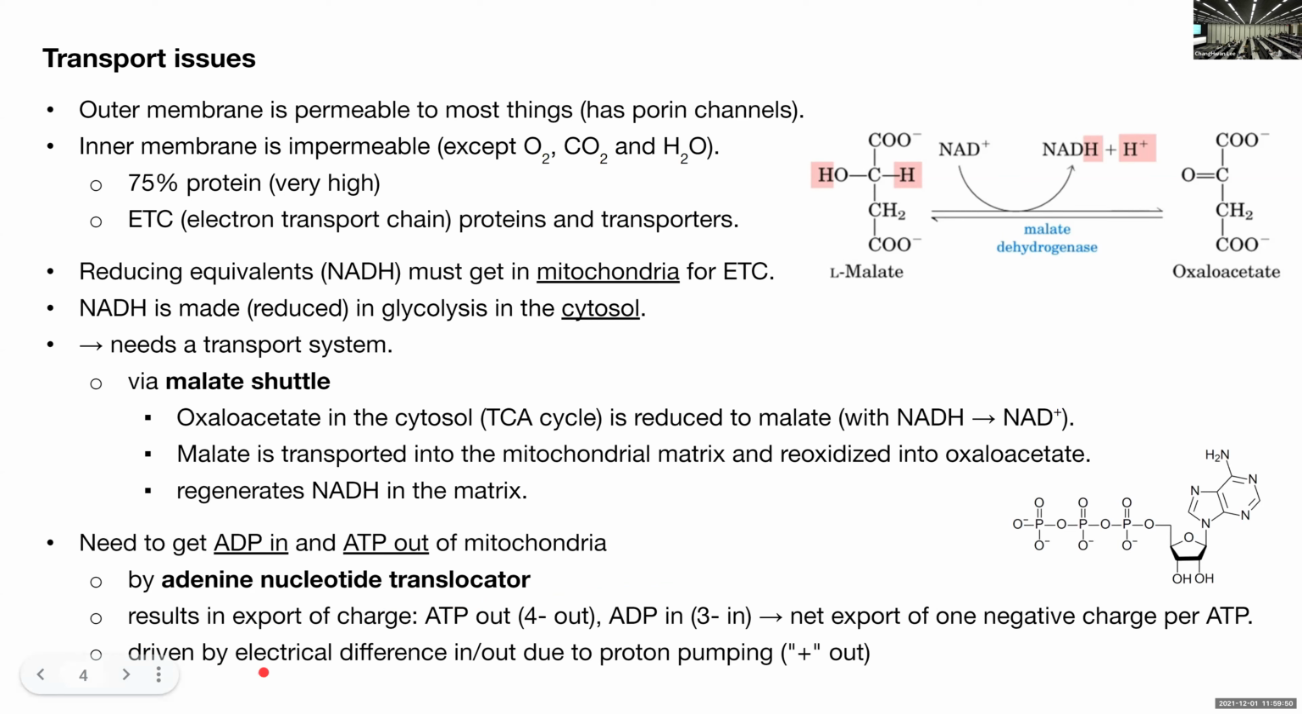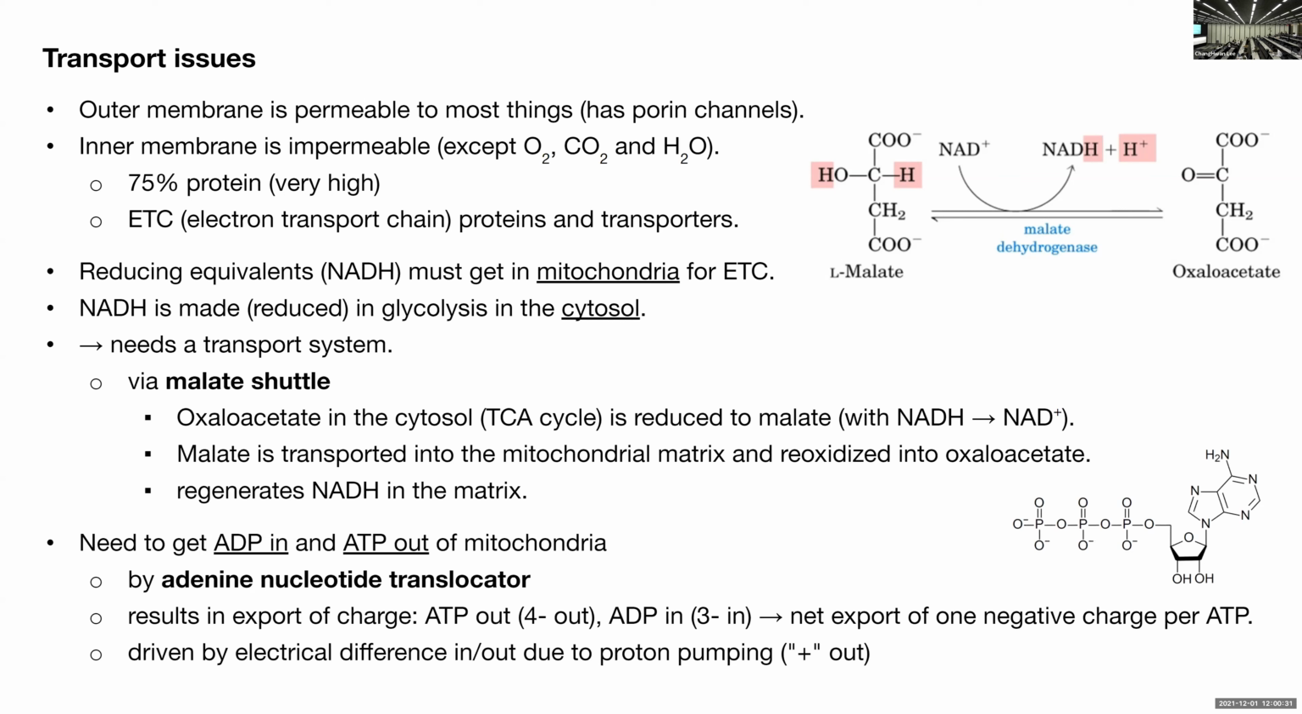And that process is going to be driven by the electrical difference in and out of the inner membrane because of the protein pumping. Like I told you, there's going to be proton pumping happening that gets the protons out of the matrix into the intermembrane space. So you're going to naturally set up more negative charge inside the matrix. And since the ATP-ADP process is about exporting negative charge, and you already have a lot of negative in the matrix, it's more like a natural or favorable process that can occur, right?